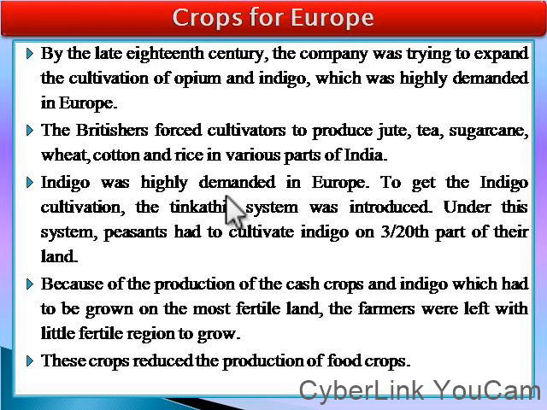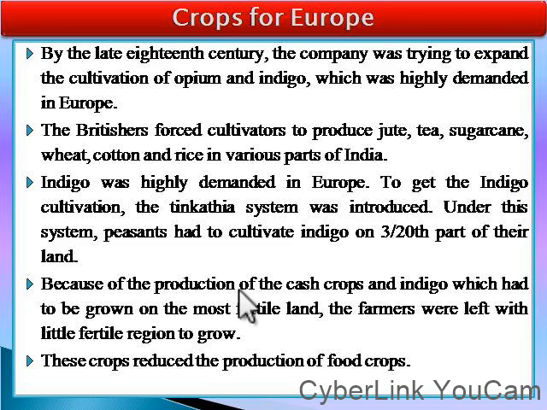Indigo was highly demanded in Europe. To get the indigo cultivation, the Tinkathia system was introduced. Under this system, peasants had to cultivate indigo on 3/20th part of their land.